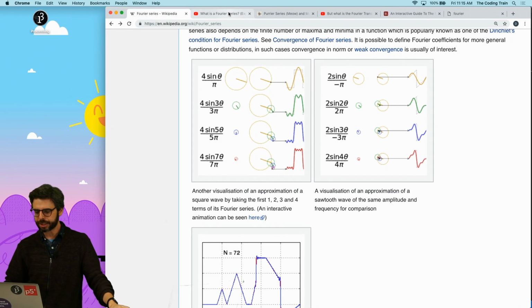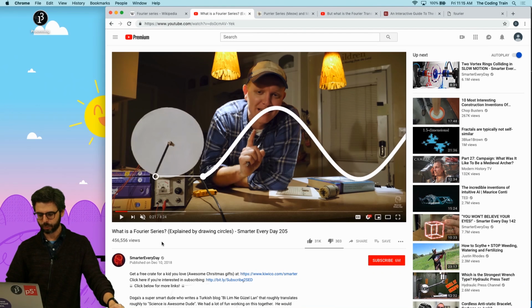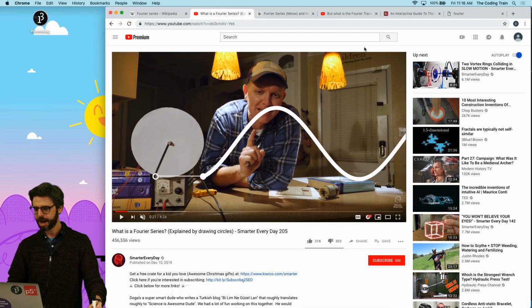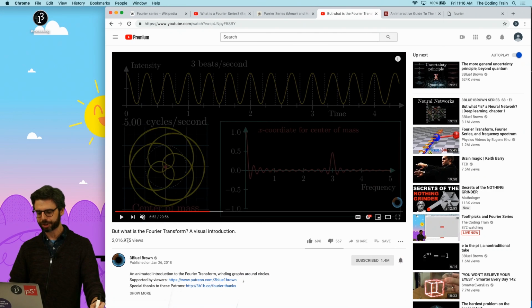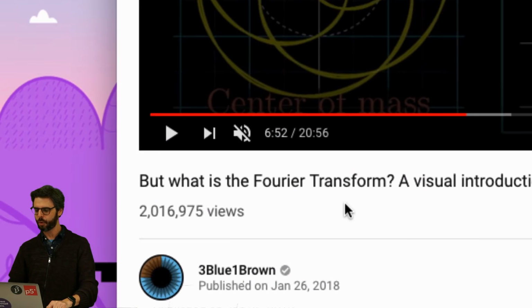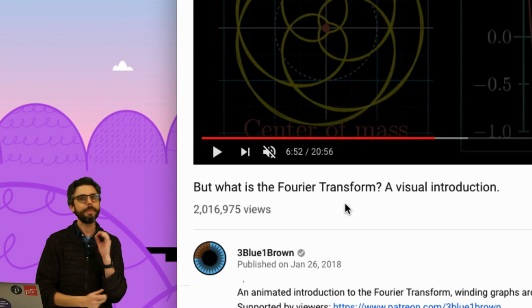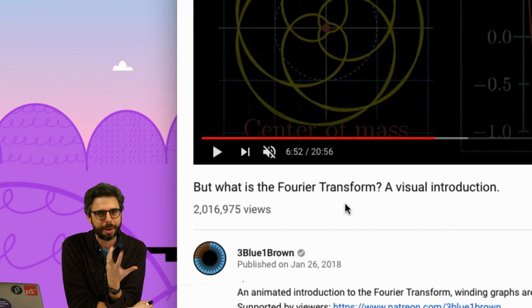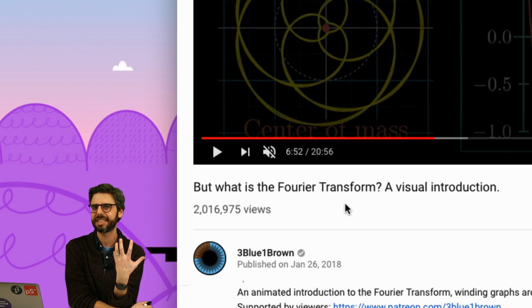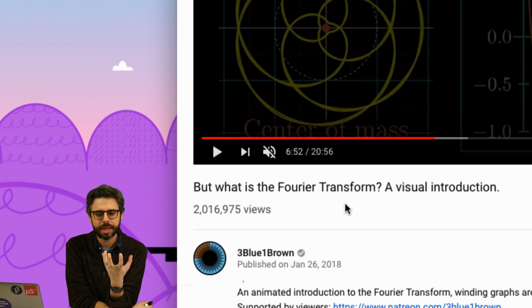So pretty recently, Smarter Every Day came out with a video called What is a Fourier Series? Explained by Drawing Circles. This video reminded me of an amazing video that I had watched at some point in the past, I guess like almost a year ago, called What is the Fourier Transform? A Visual Introduction. If you've done any coding and programming, you've probably heard these terms before. FFT, Fast Fourier Transform. It's usually referenced in the context of analyzing sound.